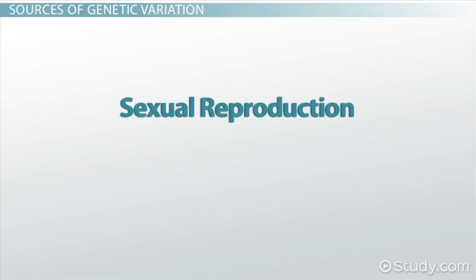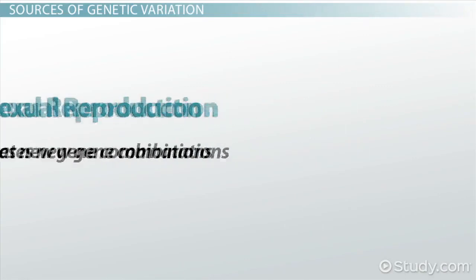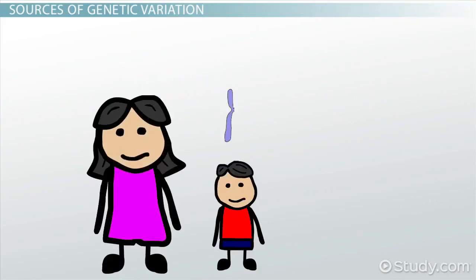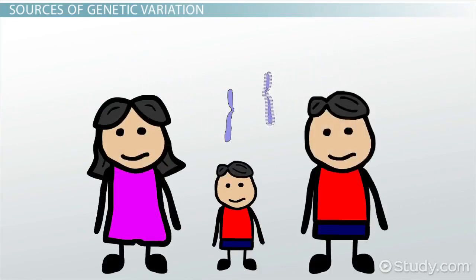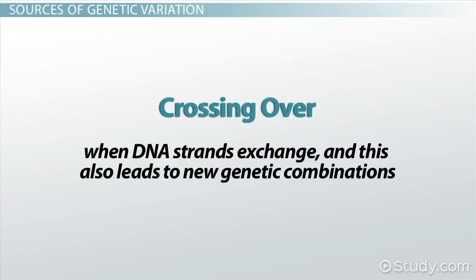Sexual reproduction leads to genetic variation because it creates new gene combinations. You get half of your genetic information from one parent and half from the other, which creates a huge number of possible genetic combinations. Crossing over during sexual reproduction is when DNA strands exchange, and this also leads to new genetic combinations.